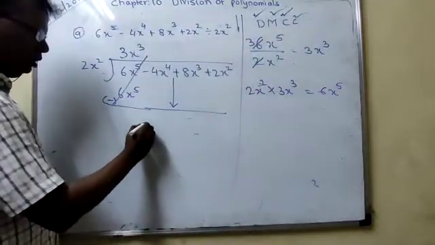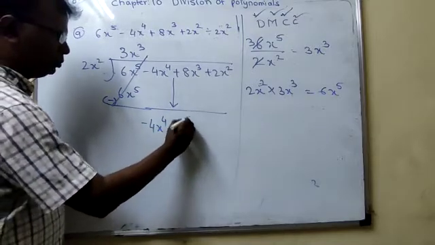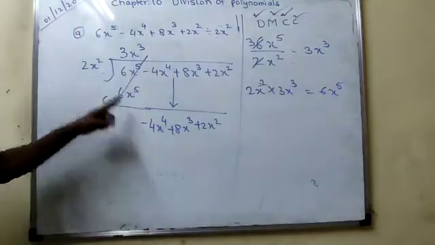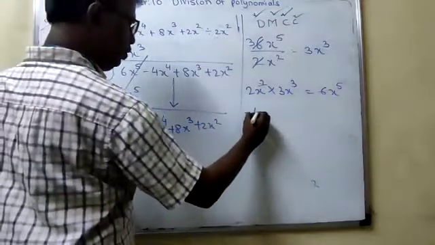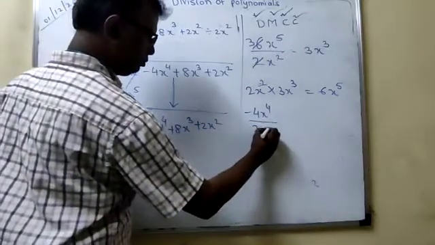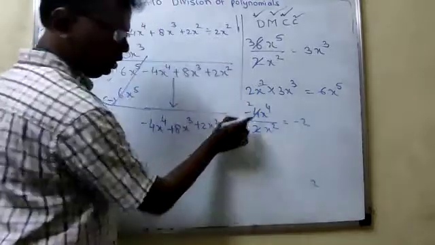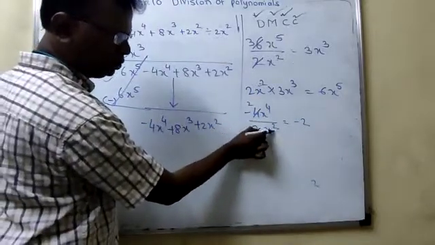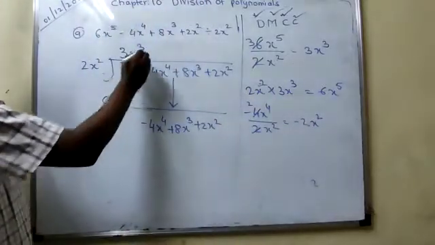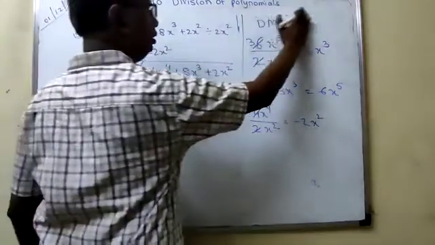Now write the other terms. The remaining terms: minus 4x raised to 4 plus 8x cube plus 2x square. What is the first term divided by the first term? Minus 4x raised to 4 divided by 2x square. 2 2s are 4, so that is minus 2. Divide, you have to subtract. 4 minus 2 is 2, that is x square. You have to see the sign. Minus 2x square. Now division over.